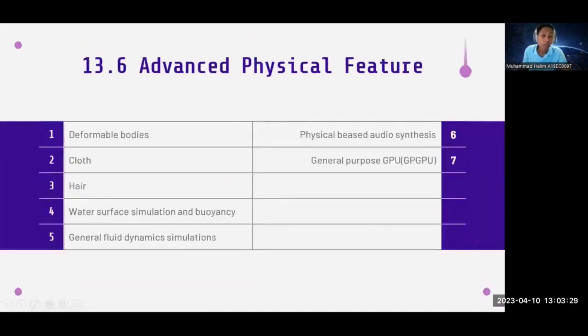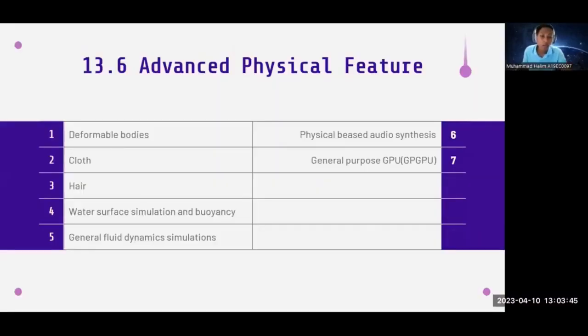So chapter 13.6 explains the advanced physics features. There are seven physics features, which are deformable body, cloth, hair, water surface simulation and buoyancy, physically generated audio synthesis, general fluid dynamic simulation, physically based audio synthesis, and general purpose GPU.